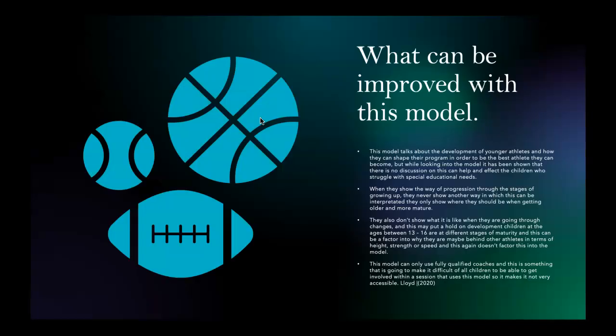What can be improved? This model doesn't really show a special educational needs side to it, and it is hard to base any model around special educational needs. So how do we look at that? How do we change it? Maybe we need to make it so that it's not just based on peak height velocity or maturation, because if you've got a psychological or mental condition, you might mature a lot later than someone else, and so we need to look into that.